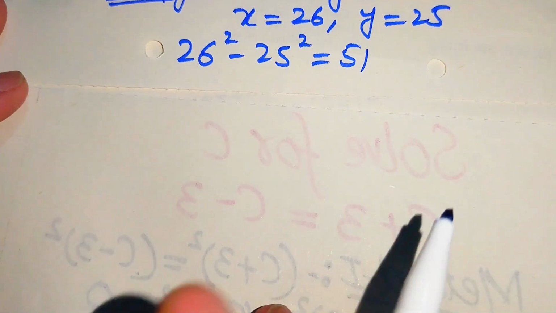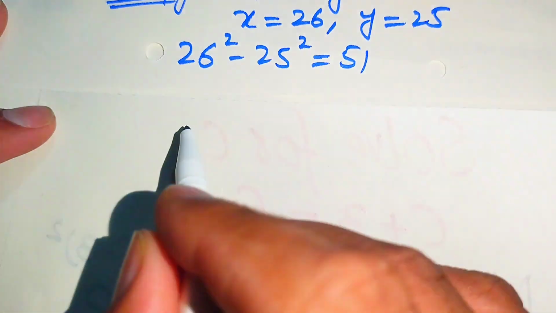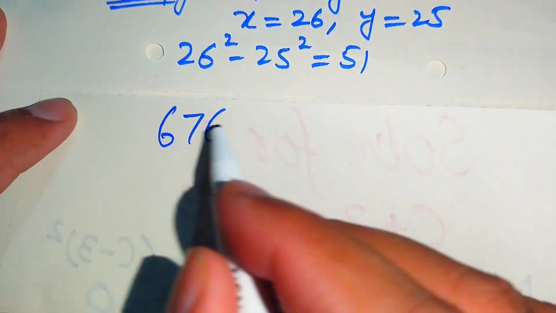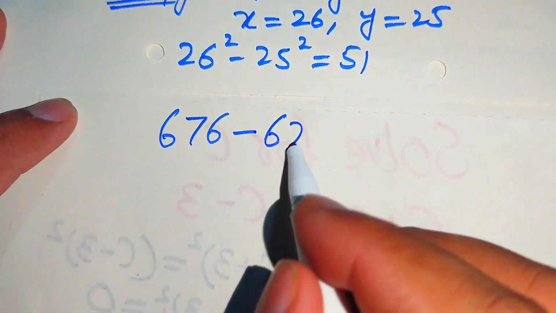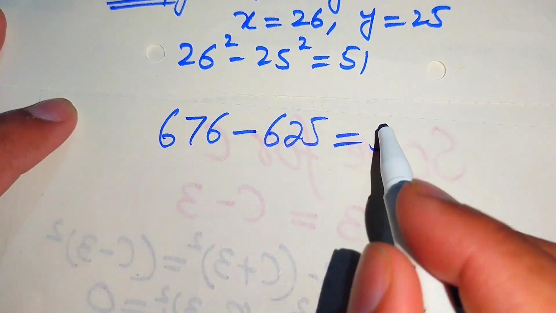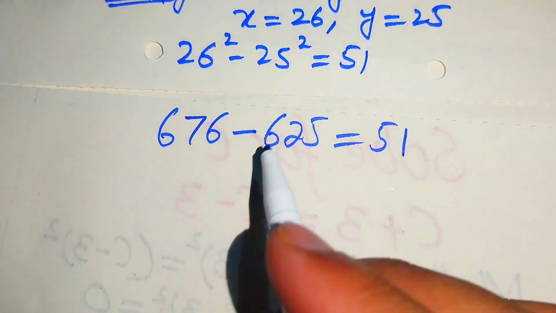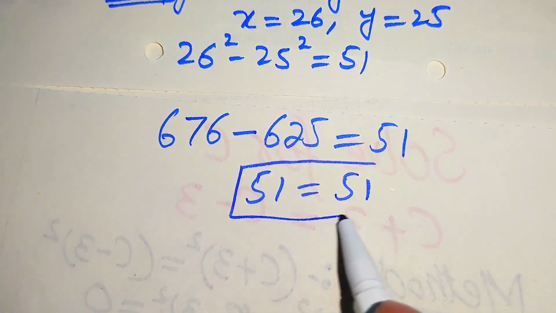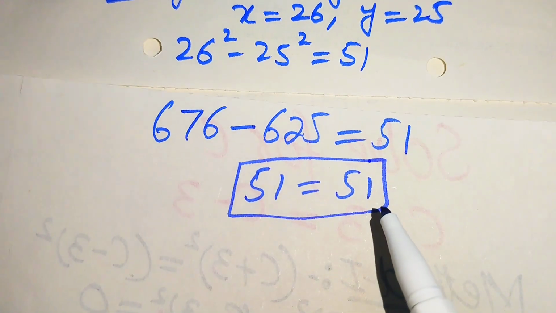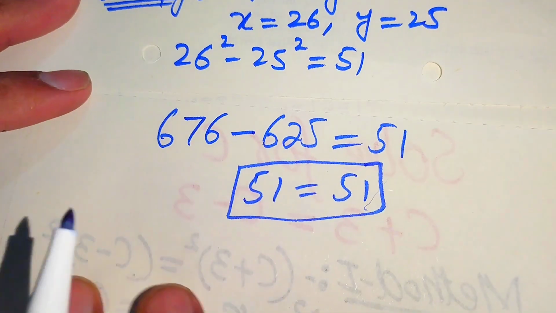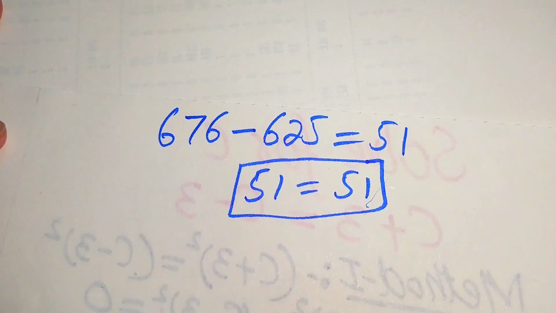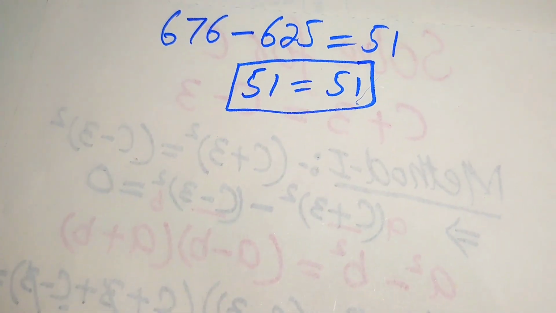When we put both of these two values here, we obtain 26 square minus 25 square is equal to 51. So you know that 26 square becomes 676 minus 25 square becomes 625 is equal to 51 or not. And when we subtract both of these two values we clearly get 51 is equal to 51. This means that the first root satisfies our given question statement, and in the same pattern we verify the other values of x and y.